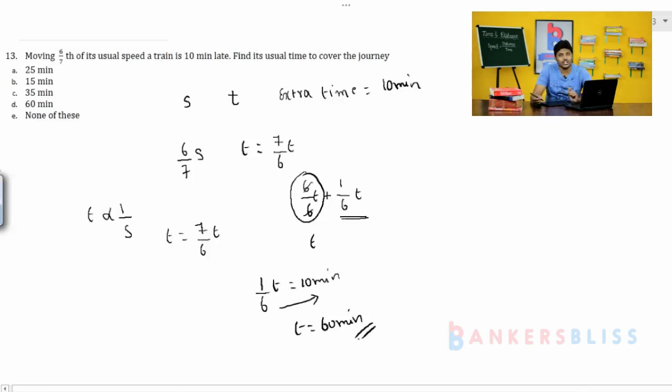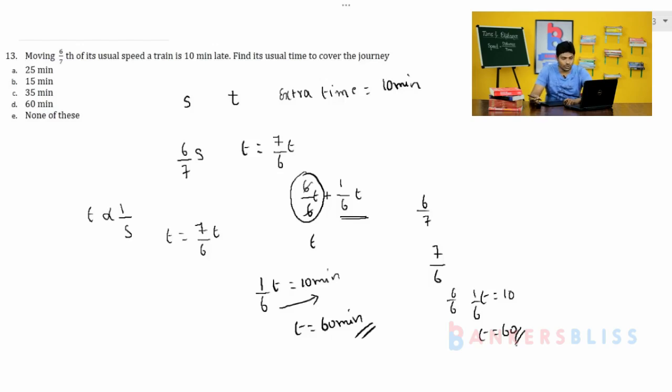If you know the concept of inversely proportional, then you can solve so many problems within 10 seconds. Actually, this problem takes less than 10 seconds to solve. See here, 6/7, then obviously time will be 7/6. You split 6/6 plus 1/6. So, 1/6 of t is equal to 10, therefore t is equal to 60. How easy it is! So, the answer is 60 minutes. Option D is the right answer.